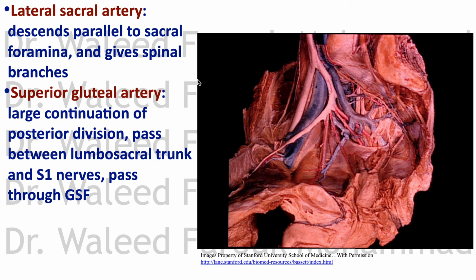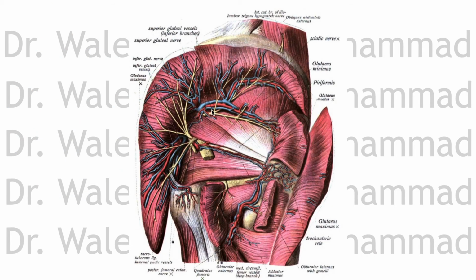The superior gluteal artery: this is the beginning of the superior gluteal artery here. It's a large terminal branch, a large continuation of the posterior division, and passes between the lumbosacral trunk and S1 nerves. Remember this. And it passes through the greater sciatic foramen. After passage through the greater sciatic foramen, it's above the piriformis. Remember that. It gives superficial and deep branches, as we will study in the gluteal region of the lower limb.